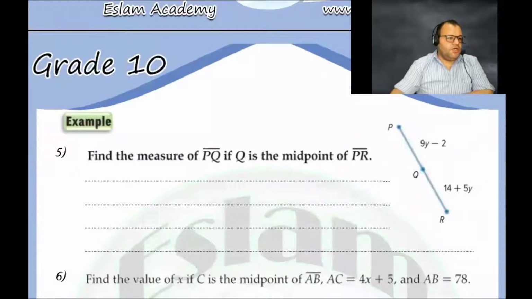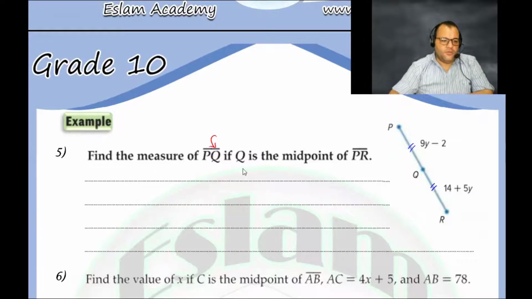Now, the given question says that we need to find the measure of PQ, the measure of the line segment. What does it mean? It means we need to find the length of PQ, where Q is the midpoint. What is the meaning of Q is the midpoint? It's in the middle. So we can say that PQ equals QR.